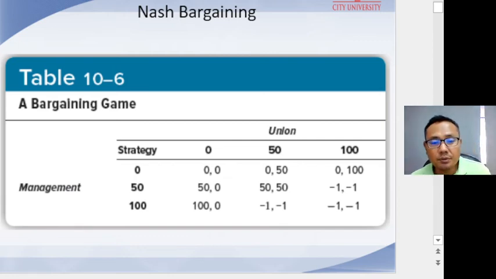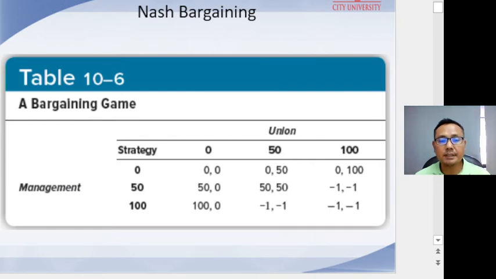So before concluding that you should ask for $100, think again. Suppose the union wrote down 50. Management's best response to this move would be to ask for $50. And given that management asked for $50, the union would have no incentive to change its amount. So a 50-50 split of 100 also would be a Nash equilibrium.